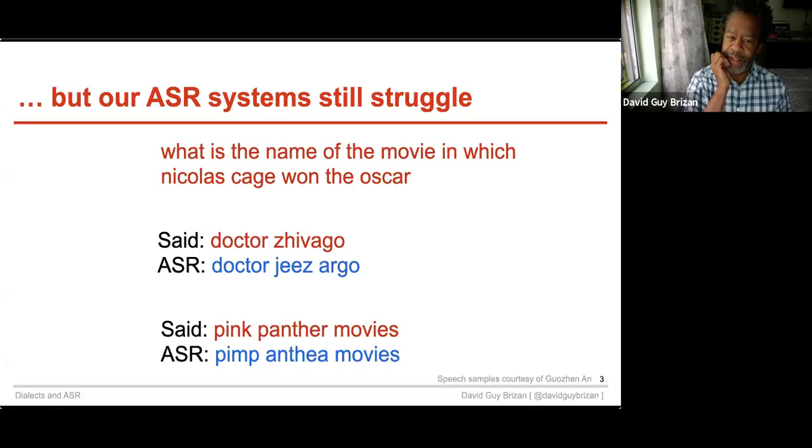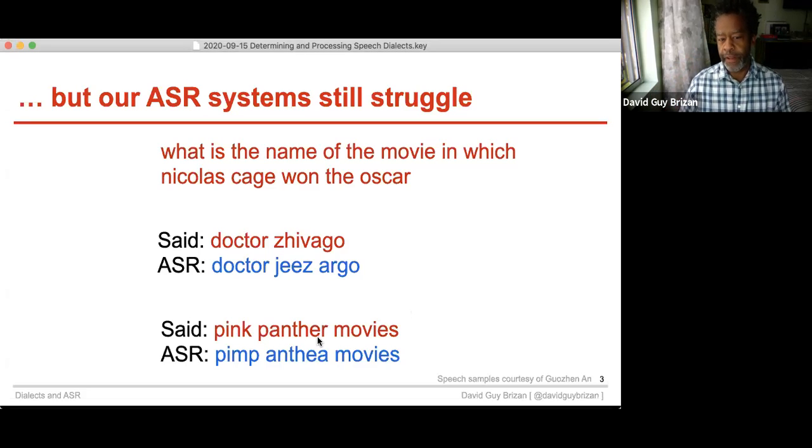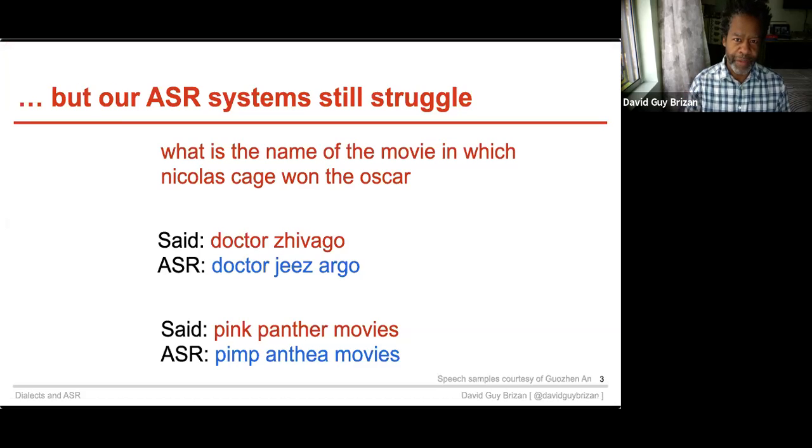So this is kind of failing for me. And I think maybe we're having a little problem with the medium. When we do this live, in person, we almost never have someone mishear what my friend said. They always hear Pink Panther movies. They always hear Dr. Zhivago. I think there may be some error in terms of the medium that we're in. Zoom is not our friend right now.